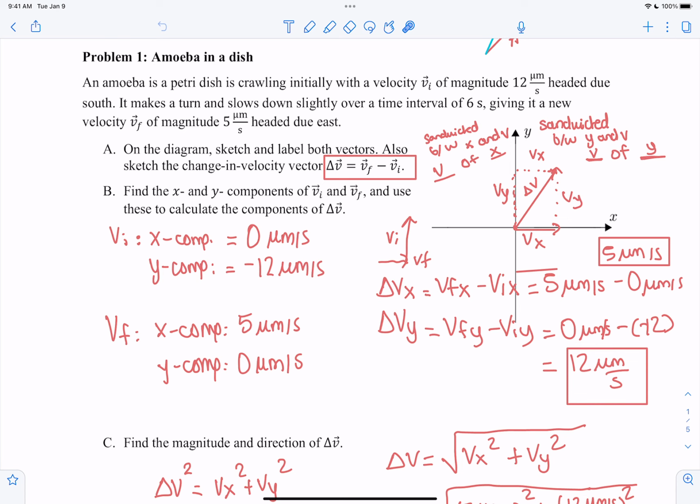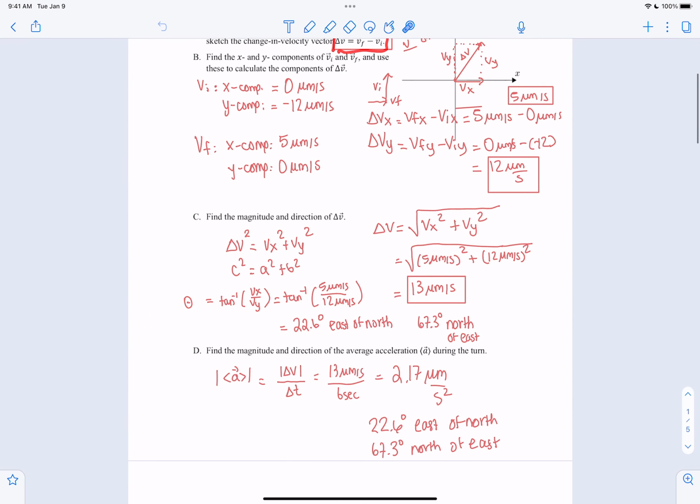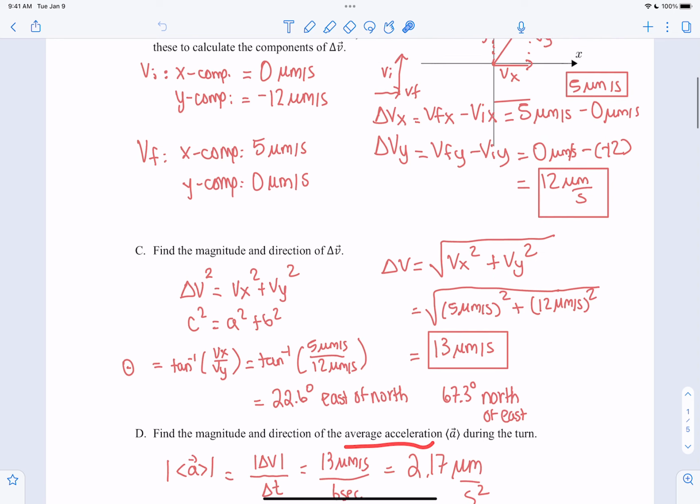Think about this: if I was moving 2 meters per second, or let's just keep it with the problem, 12 micrometers per second due south, and I change directions, I'm moving 5 micrometers per second east. Well, I covered some distance, and now here's my final position. Adding those two vectors would normally just give you your final position, but we're not concerned with the final position of the bacterium or the amoeba or whatever it is. We're looking at the change in velocity vector, and therefore we're trying to figure out the average acceleration.